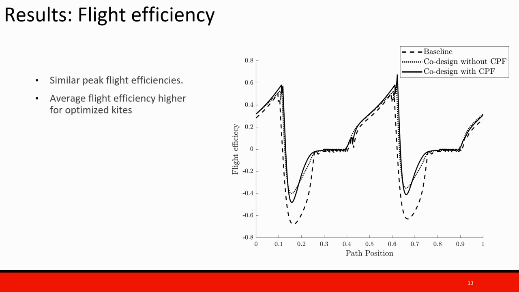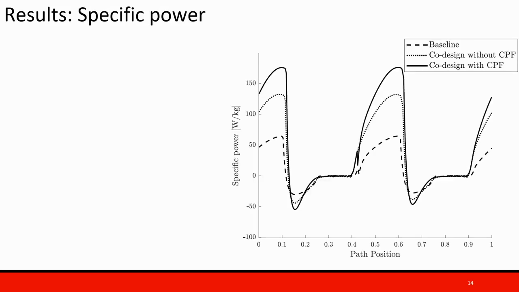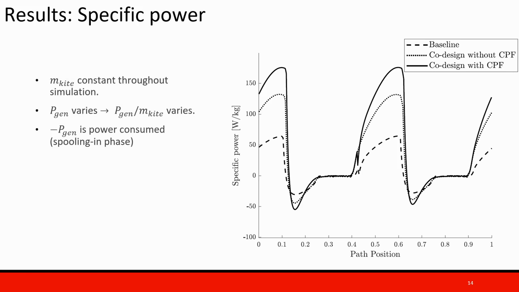These results compare the flight efficiencies observed during simulation of the baseline with the optimized kites. As you can see, there are similar peaks in flight efficiencies. However, the average flight efficiencies are higher for the optimized kites as the dips for the baseline are lower during the spool-in phase. These results compare the specific power, or the power to weight ratio, which is the relevant techno-economic metric, of the baseline with the optimized kites. Note that the mass of the kite is constant throughout the simulation, but the power varies, which causes the variation in the power to mass ratio. The negative power shown in the figure is when the power is consumed during the spool-in phase.